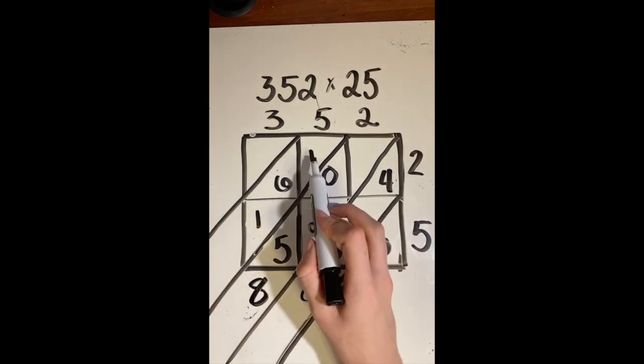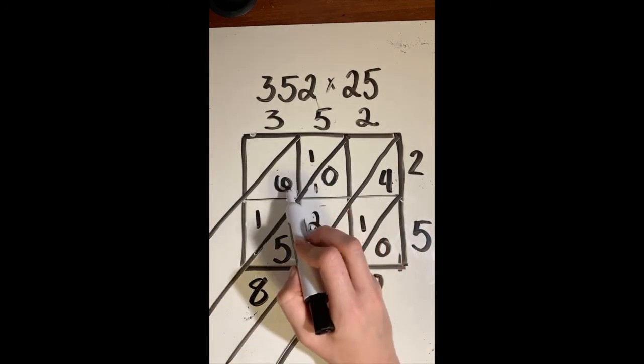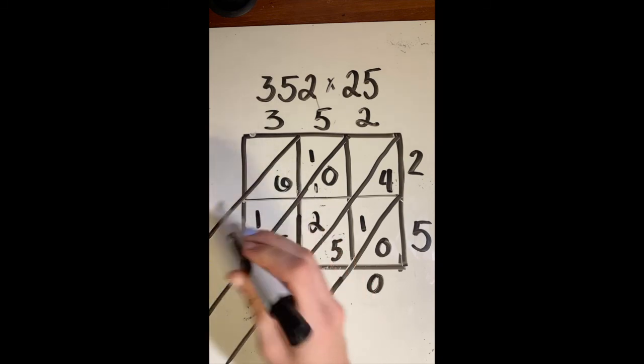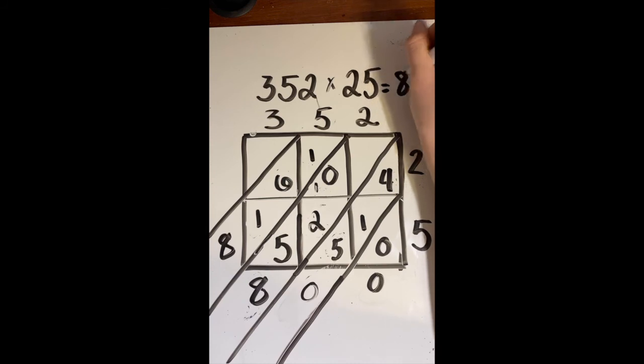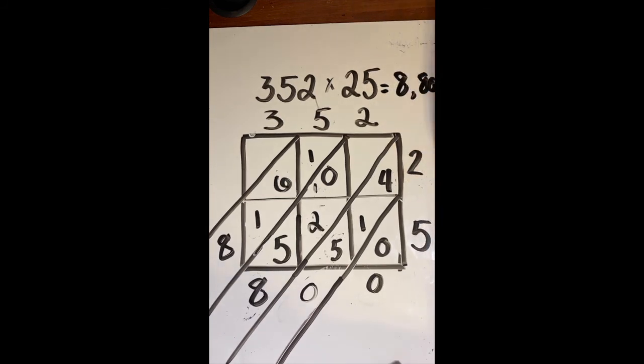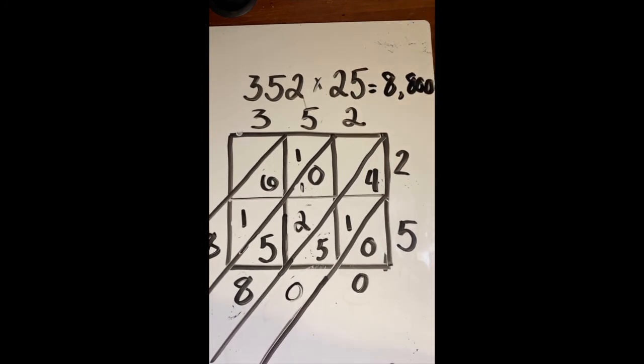Now we have 6. 1 plus 6 is 7, plus extra 1 is 8. So our answer to 352 times 25 is 8,800. So equals 8,800. Okay.